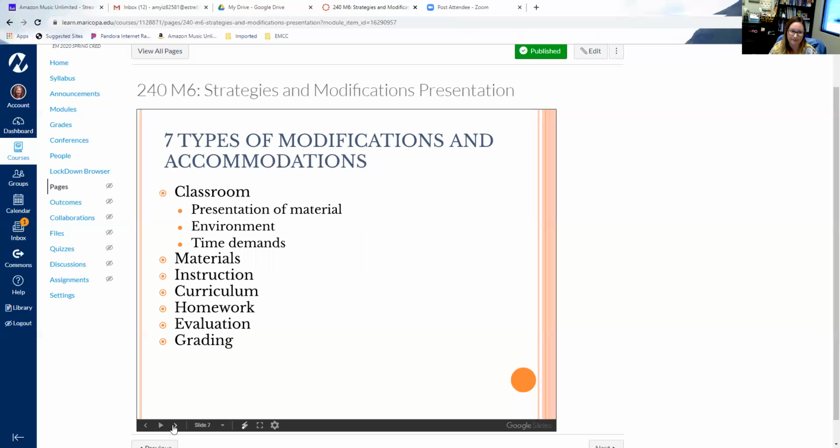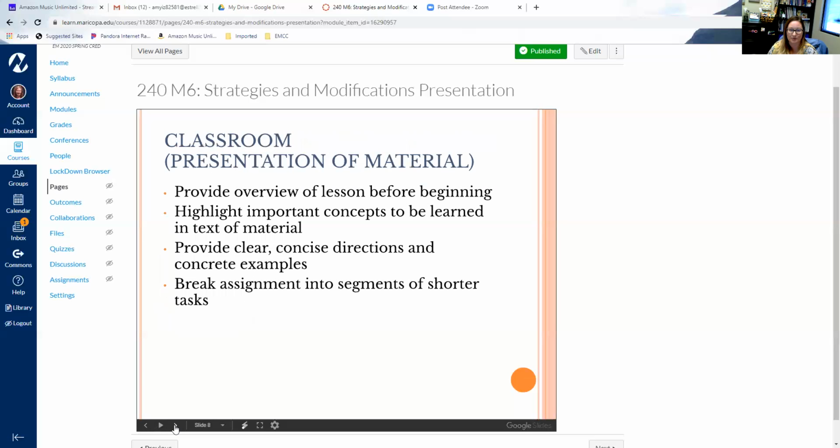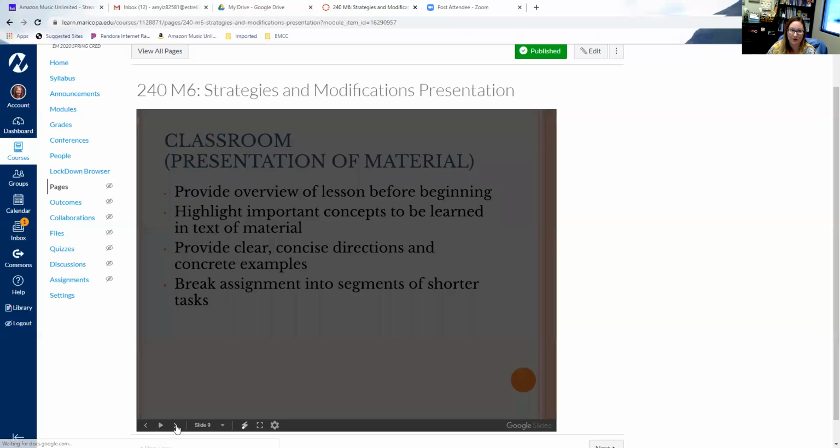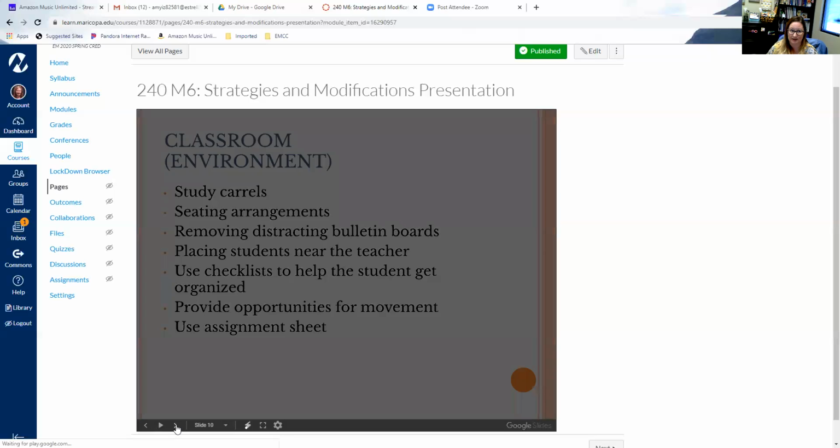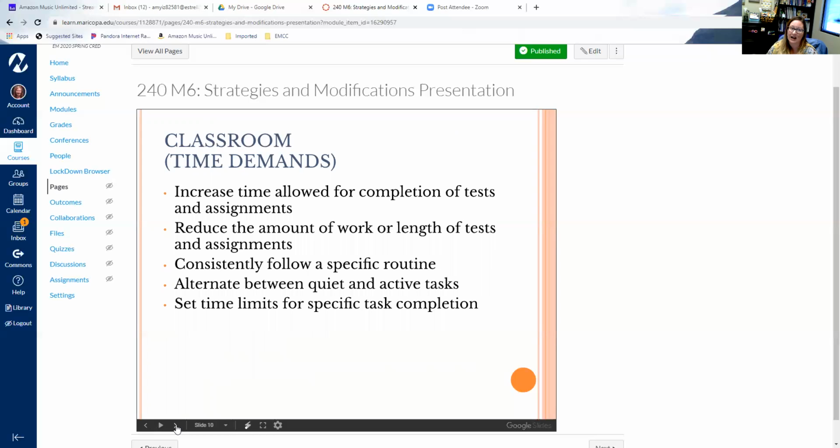in that same way. There are 7 types of modifications and accommodations we typically see. So classroom, materials, instruction, curriculum, homework, evaluation, and grading are the 7 modifications and accommodations. Classroom is further broken down into 3 additional areas, but classroom is one type of modification. In the classroom, we might modify the presentation of material, we might change the environment in some way, or we might change the time demand.